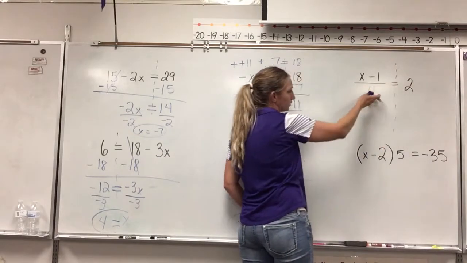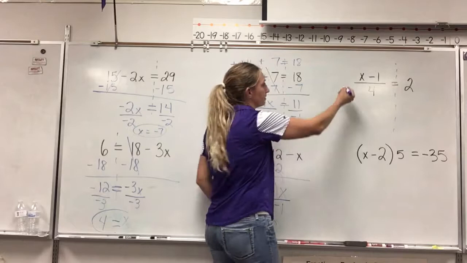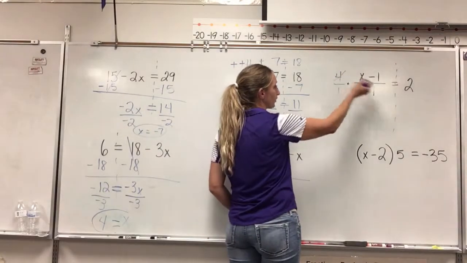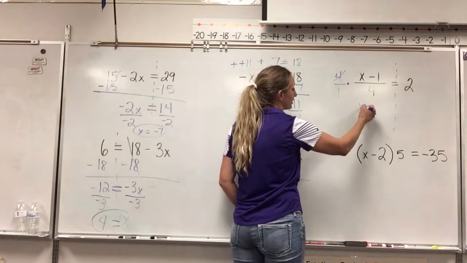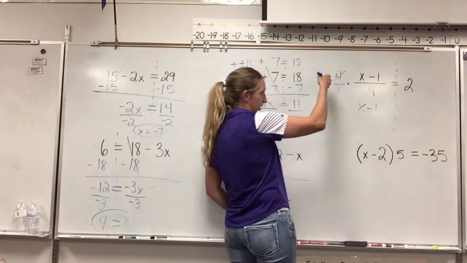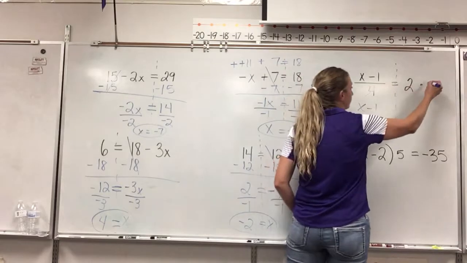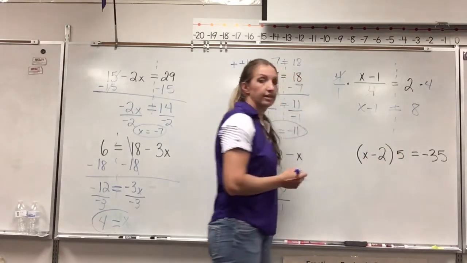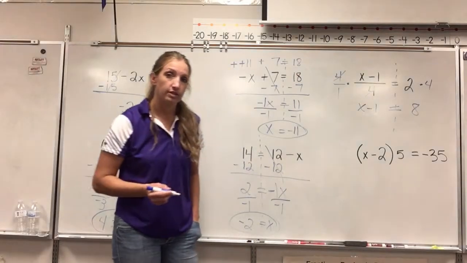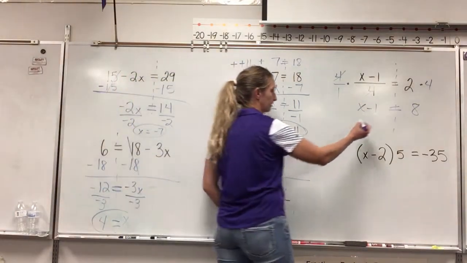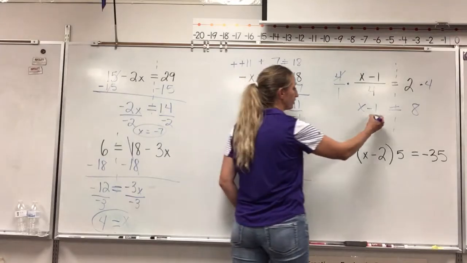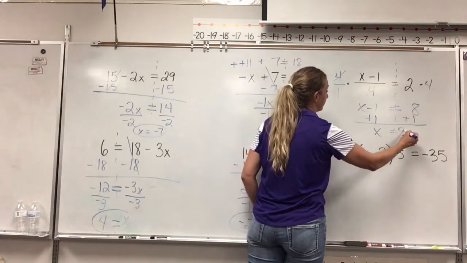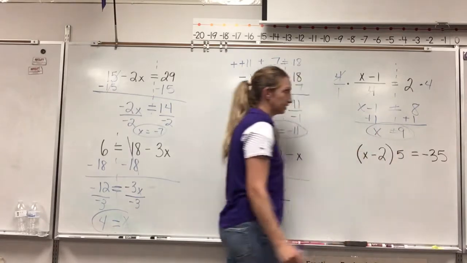Our first step is going to be to get rid of this denominator, and to get rid of that denominator, we're going to multiply by 4 over 1. And when I do that, my 4's cancel, so I'm left with x minus 1. If I multiply by 4 on the left, then I need to multiply by 4 on the right, and 2 times 4 is 8. Now I just have a one-step equation left, x minus 1 equals 8. To finish isolating the variable, we're going to add 1, and we get x equals 9.